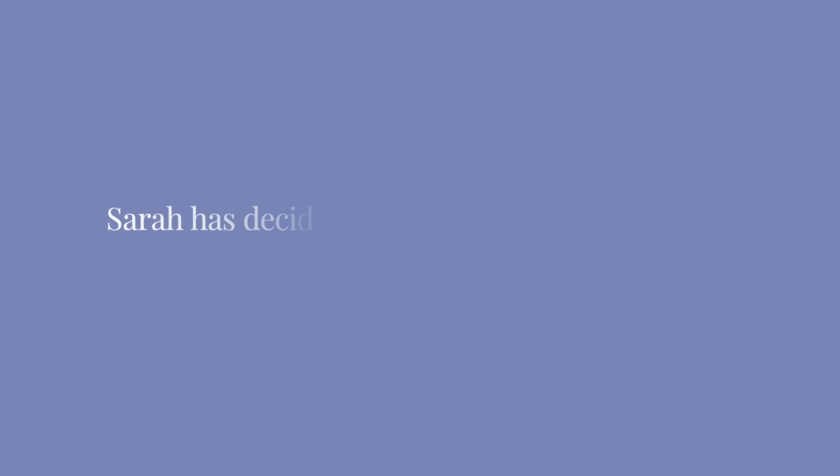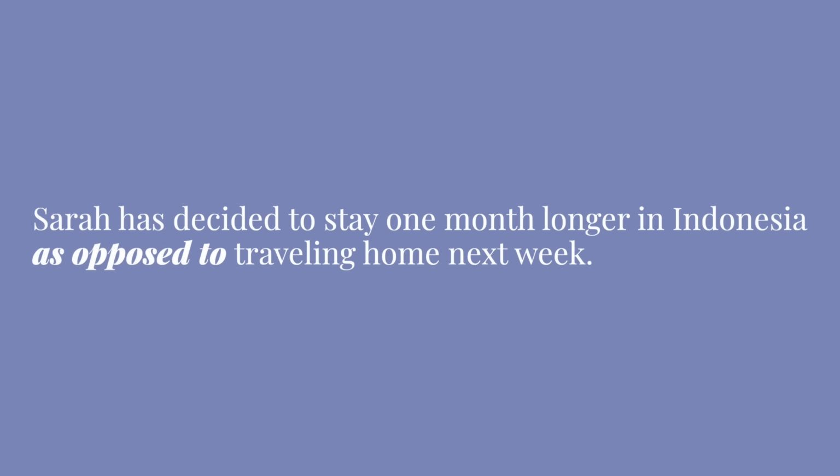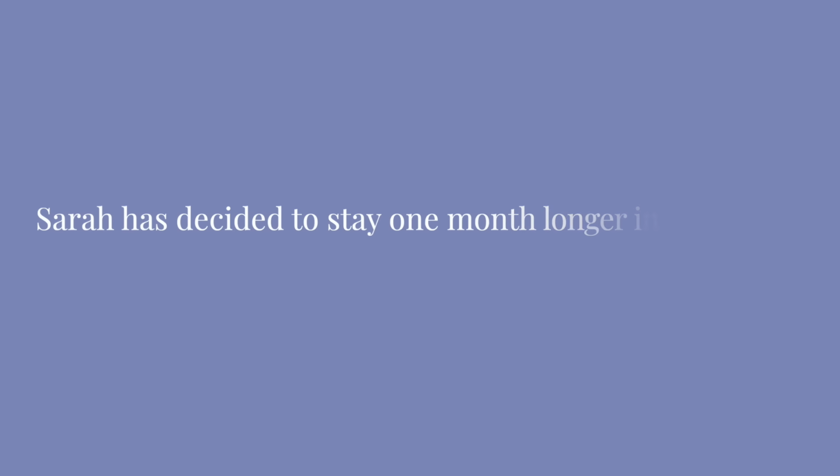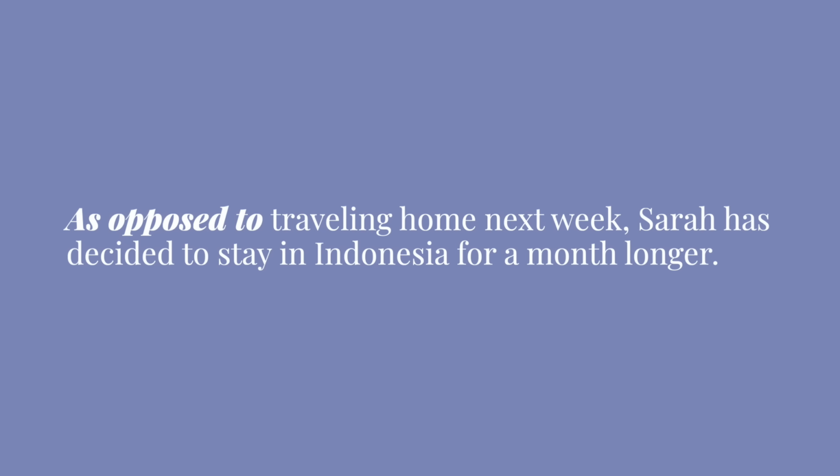She decided to pursue a career in IT as opposed to human resources. And now here's a second practice option, and this time we're also going to focus on the placement of these words. I'm going to share an example sentence with you, and I'll put as opposed to in the middle. I want you to rearrange the sentence and put those words at the beginning. Here's the example sentence. Sarah has decided to stay 1 month longer in Indonesia as opposed to traveling home next week. How would you rearrange that sentence and put as opposed to at the beginning? If you're not sure, here's how you could do it. As opposed to traveling home next week, Sarah has decided to stay in Indonesia, or Sarah has decided to stay in Indonesia for a month longer.